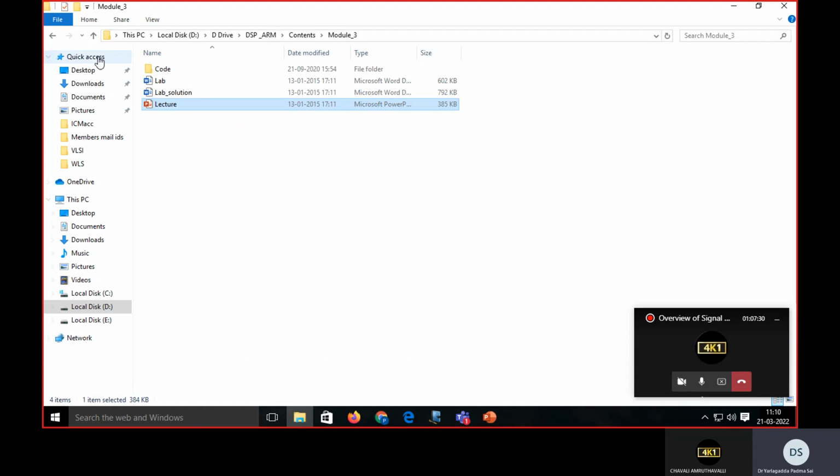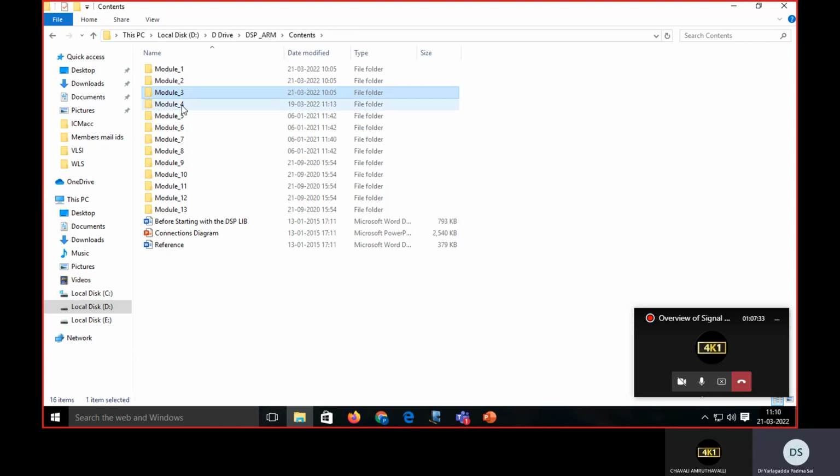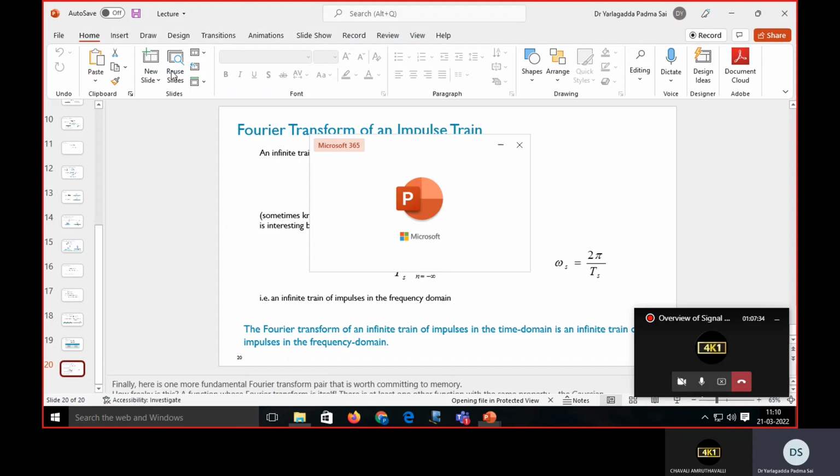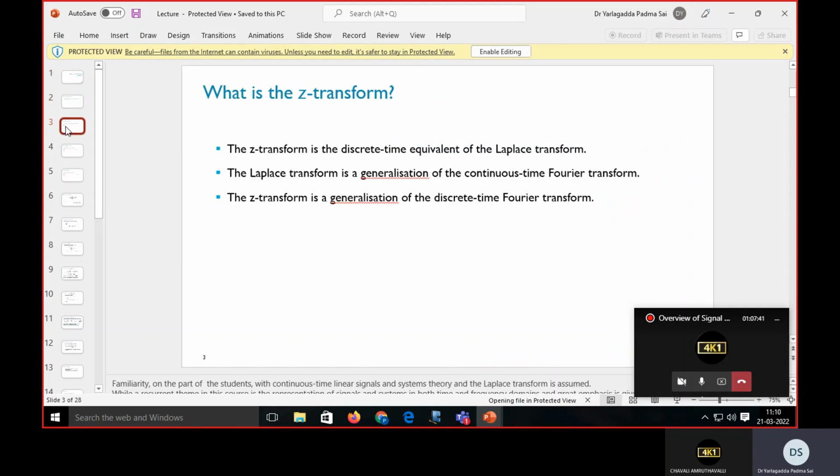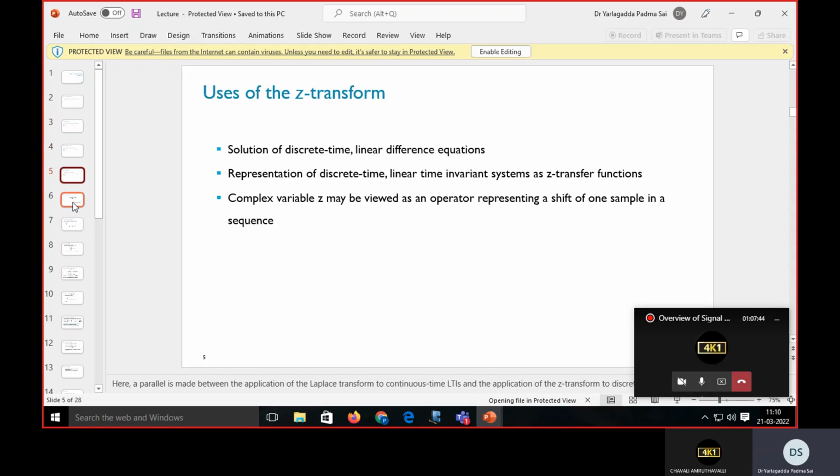Okay, now going to the fourth module. Actually I am using those modules directly. Z transform, actually I explained a little bit. Quickly I will go through the Z transform also.